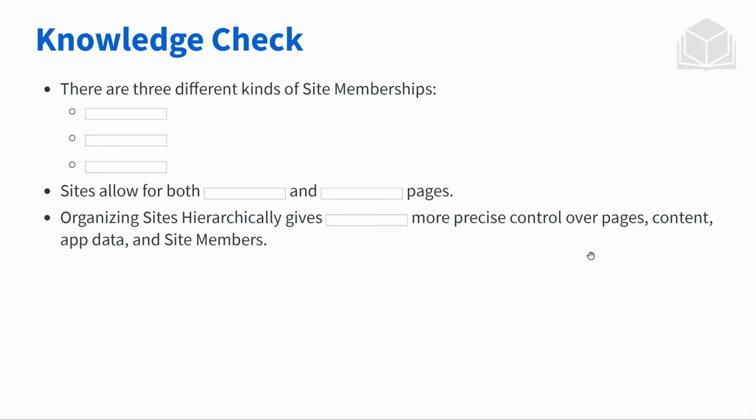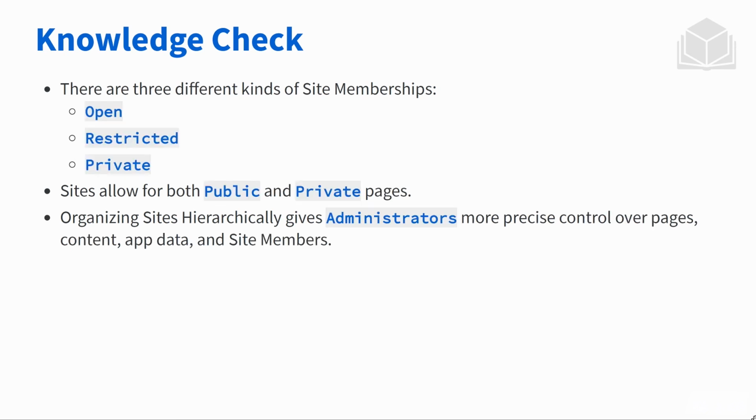Alright, let's go over the answers. There are three different kinds of site memberships: open, restricted, private. Sites allow for both public and private pages. Organizing sites hierarchically gives administrators more precise control over pages, content, app data, and site members.